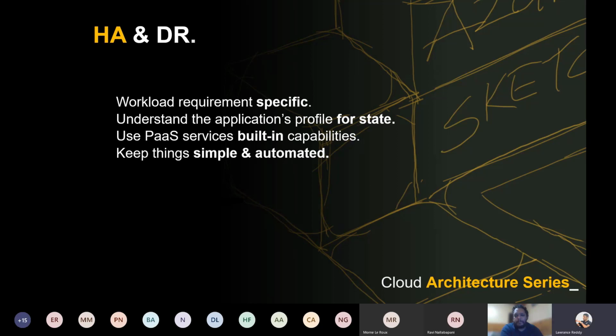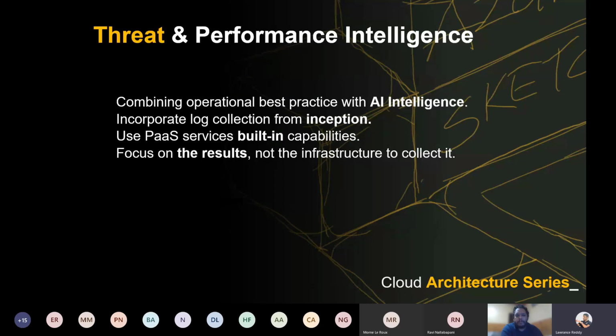Philosophy across all services: use PaaS services, built-in capabilities. Keep things simple and automated when it comes to HA and DR, irrespective of how complex your application is. Using failover, Azure gives you the capabilities to program in what to do when there's a failure. Traffic Manager will detect that an endpoint is down, traffic is routed to the second instance, and then you can have recovery goals that can run automated tasks as required.